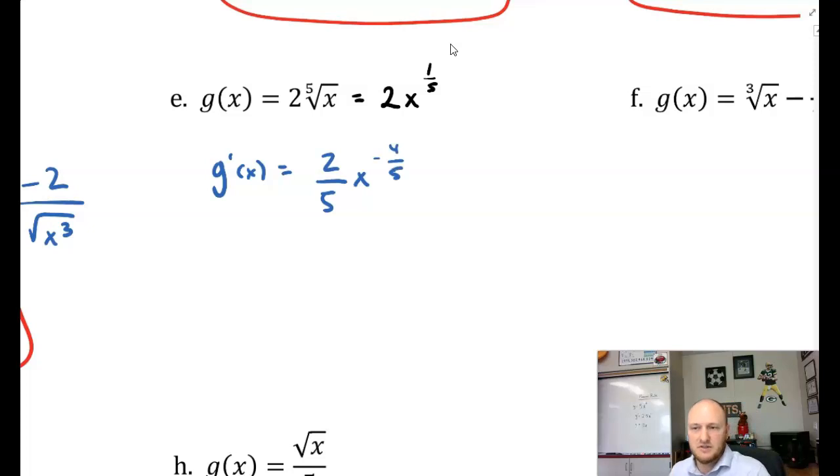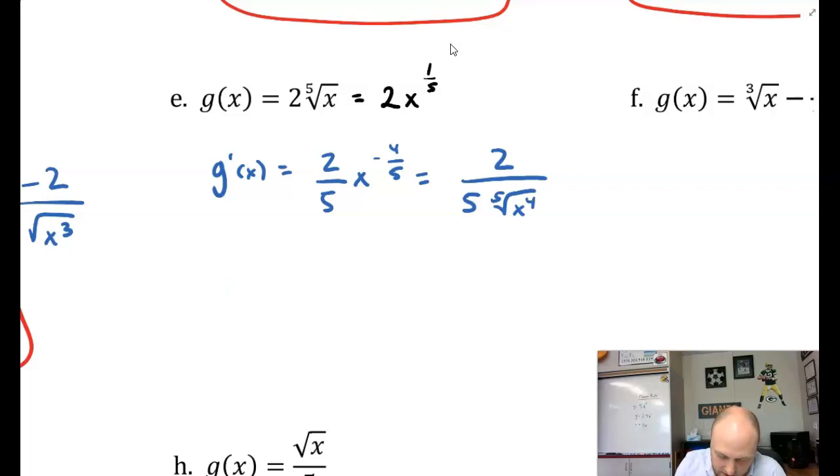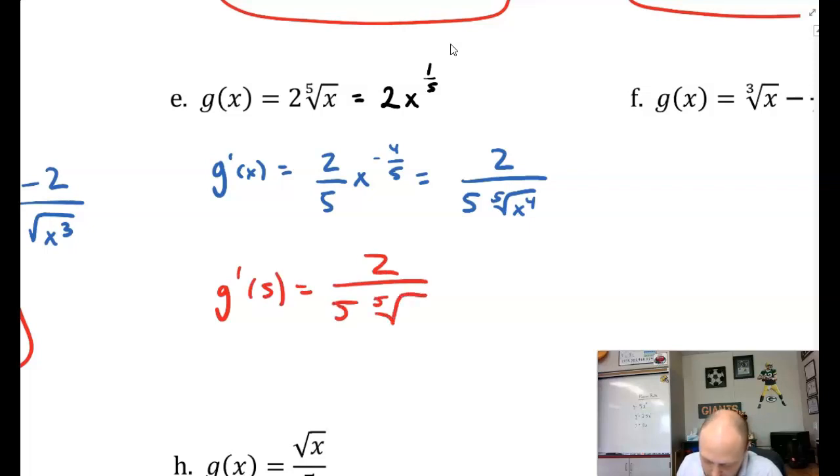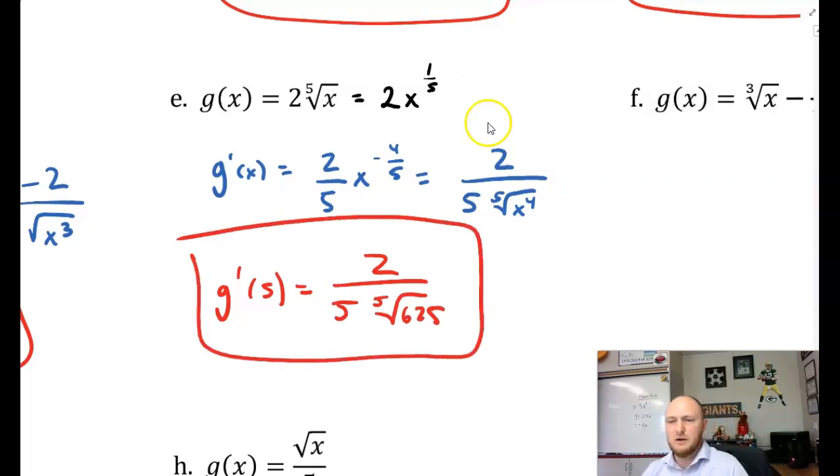Okay, if you need to do that off to the side just to check and corroborate, you can go ahead and do that. And then I'm going to move this back to the denominator. So 2 over 5 times the 5th root of x to the power of 4. So now I can plug in g prime of 5, which gives us 2 over 5 times the 5th root of 625. That's 5 to the power of 4.